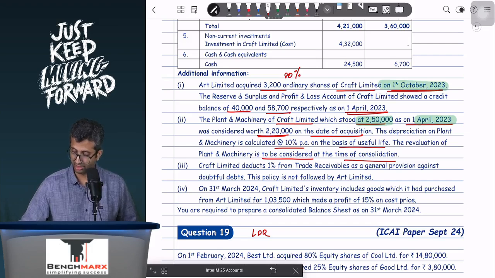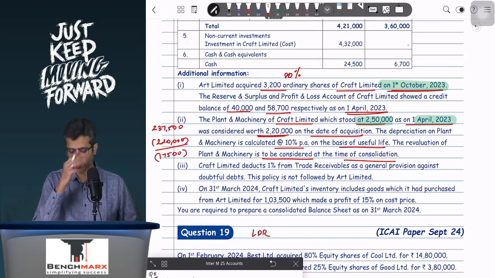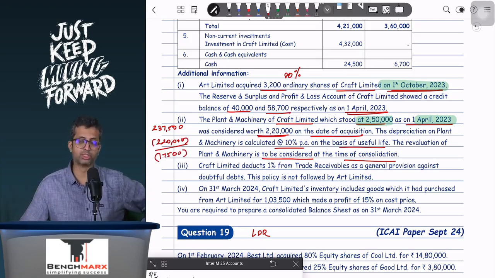2,50,000 into 10% comes to 25,000 into 6 by 12. And I say that is 12,500 of depreciation. So I will compare 2,37,500, that is a book value, with 2,20,000, which is a fair value. And hence there will be a 17,500 reduction in the fair value. Okay, so there will be an initial fair value adjustment as your pre-acquisition profit and loss account debit to plant and machinery of 17,500.